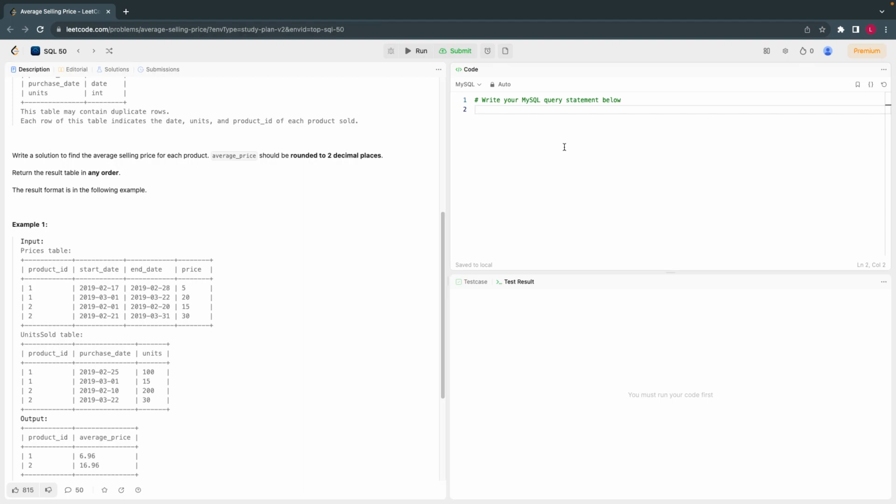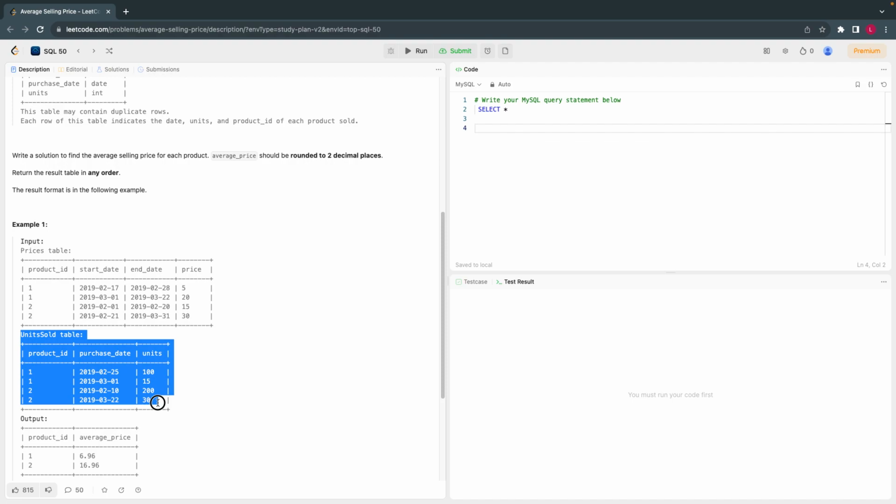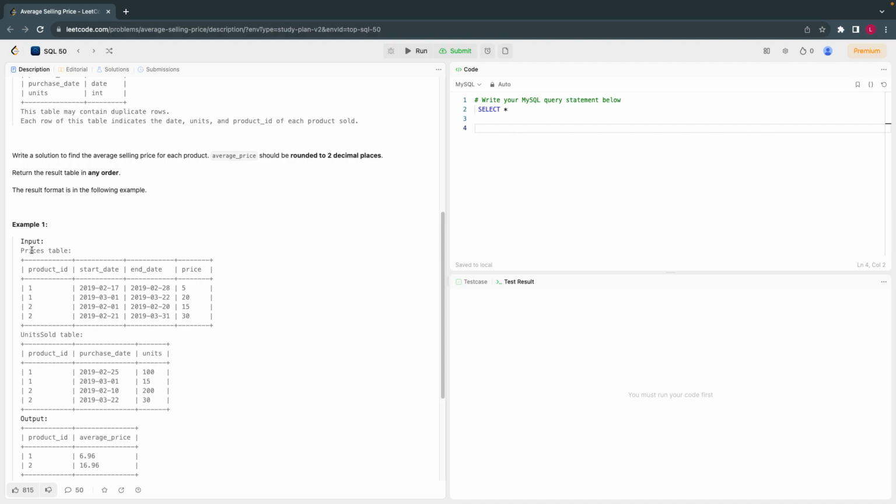So let's join these two tables. We have to use a left join because not all products get sold. You listed the price for every product you have in the store, but not all products get sold, right? So in the units sold table, you will not get all the products. That's the reason we have to use the prices table as the main base table, because it tells us about each product. All the product information will be there according to this table.